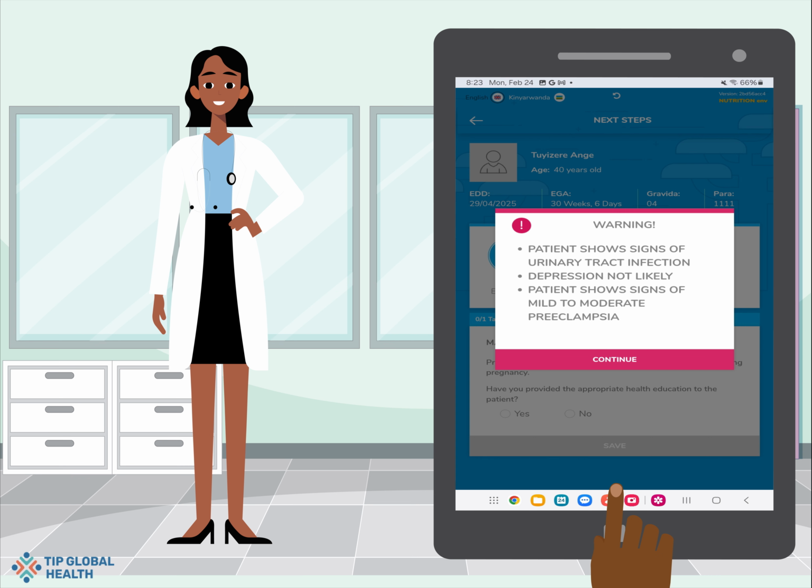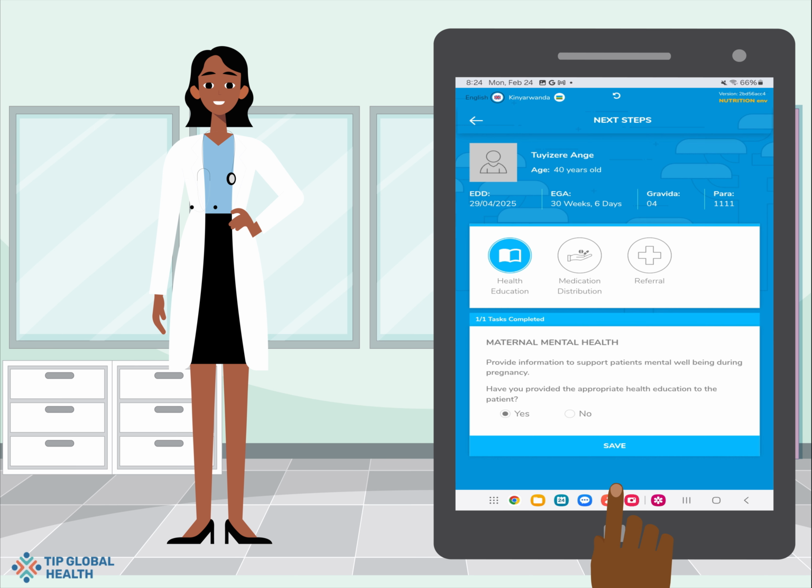And now on to next steps. So Ange is showing signs of a UTI and mild to moderate preeclampsia. So I'll go ahead and provide medication, referral, and health education. I've provided appropriate health education to her.